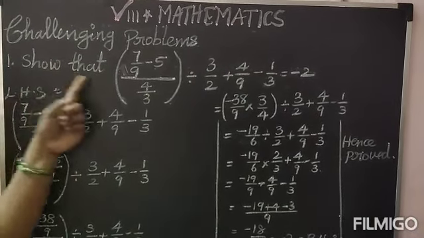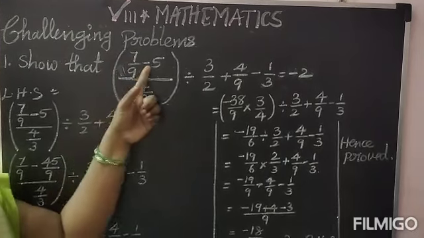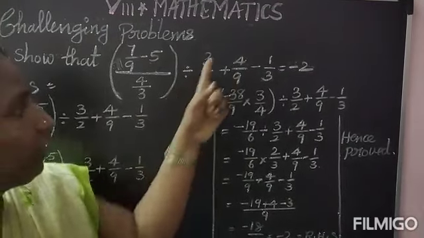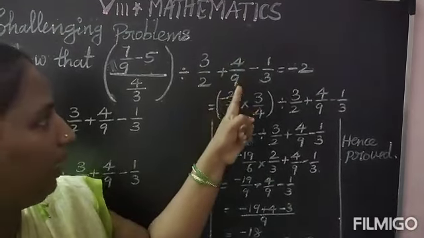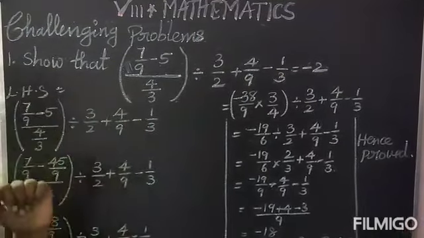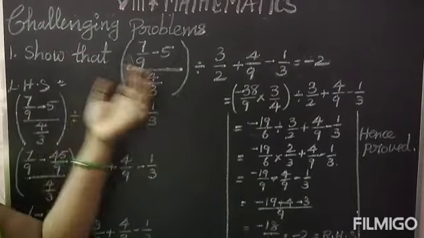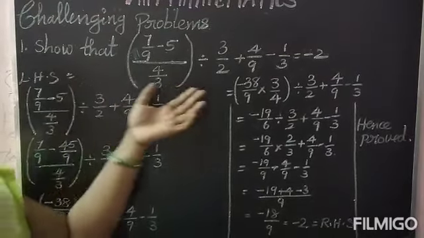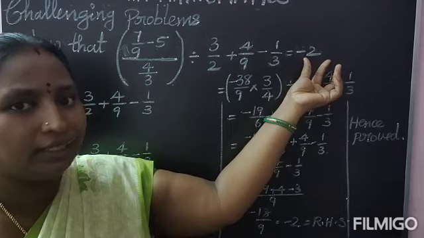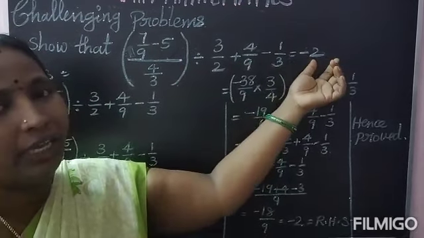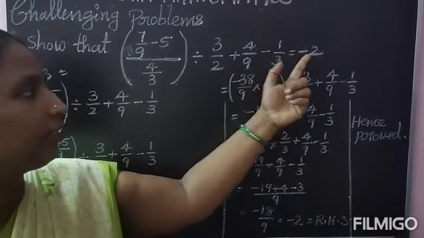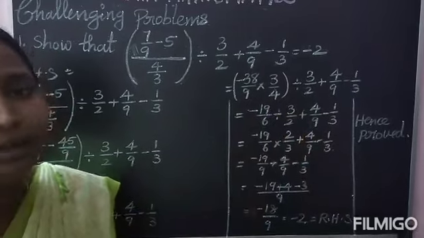First one: show that (7 by 9 minus 5 divided by 4 by 3) whole divided by 3 by 2 plus 4 by 9 minus 1 by 3 equals minus 2. Whenever they ask show-that problems, first take the LHS and then the RHS. Here they have given the RHS in the simplest form, so no need to take the RHS. First take the LHS and simplify. You will get the RHS, minus 2, at the last step.